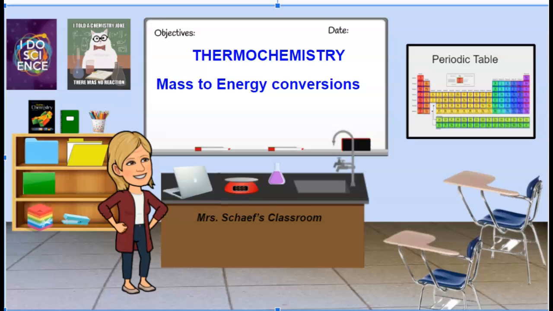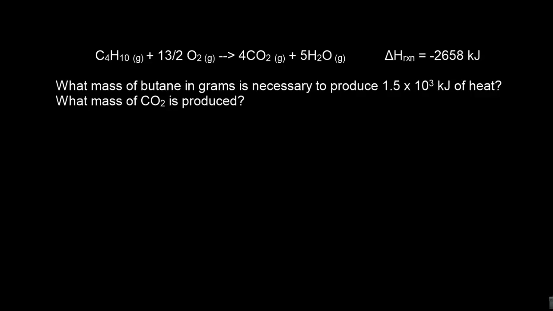So let's get started. Okay, so the first problem that we're going to do is more than likely example problem number 2 off of your worksheet. And it says what mass of butane in grams is necessary to produce 1.5 times 10 to the third kilojoules of heat. And then it also has a second question, which is what is the mass of carbon dioxide that is produced. So we've got two questions that we're going to be working on here. And it tells us in the instructions that our heat of our reaction is a negative 2,658 kilojoules.